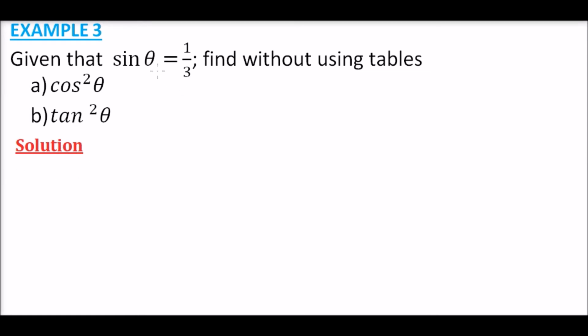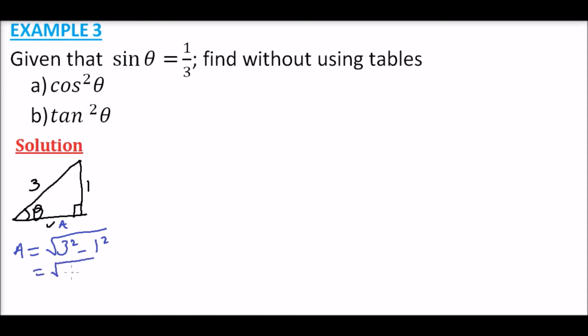We know that sine theta is equal to opposite over hypotenuse. So using a sketch of a right angle triangle, if we say this is theta, then since sine theta is opposite over hypotenuse, this side is 1 and this side is 3, so that sine theta is the opposite side over the hypotenuse. And therefore, we can get the adjacent side by use of the Pythagoras theorem. The adjacent side is equal to the square root of 3 squared minus 1 squared, which is the square root of 9 minus 1, which is equal to the square root of 8. So this side is square root of 8.